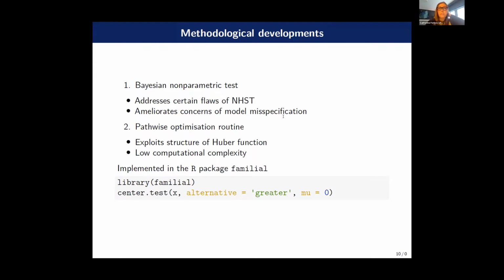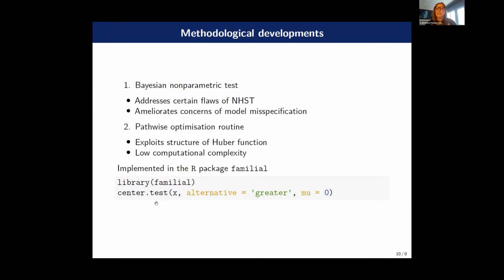Now, in order to go from the model of the population to the actual mu lambda function, we need some pathwise optimization routine in which we can solve for that mu lambda path. And we have done that. In particular, that algorithm is very fast. You can do it very quickly for reasonable data size observations. So we have an R package to do this. It's called Familial, and it's available on CRAN now.